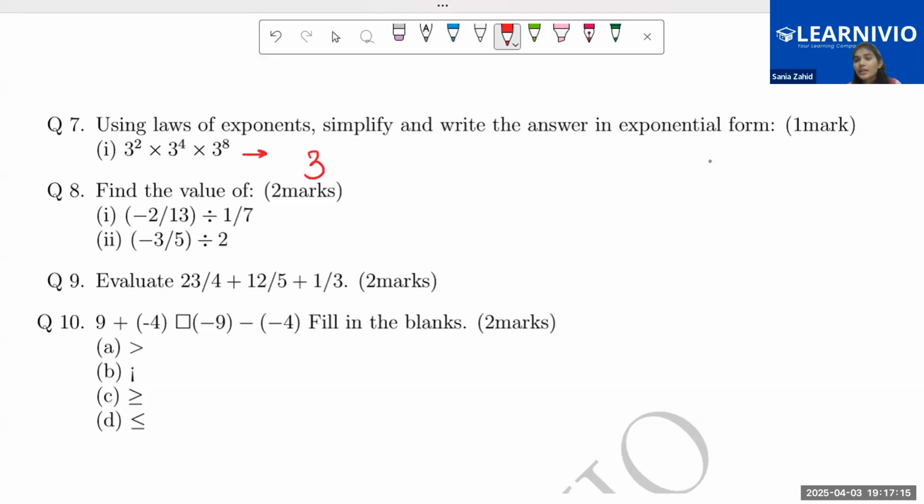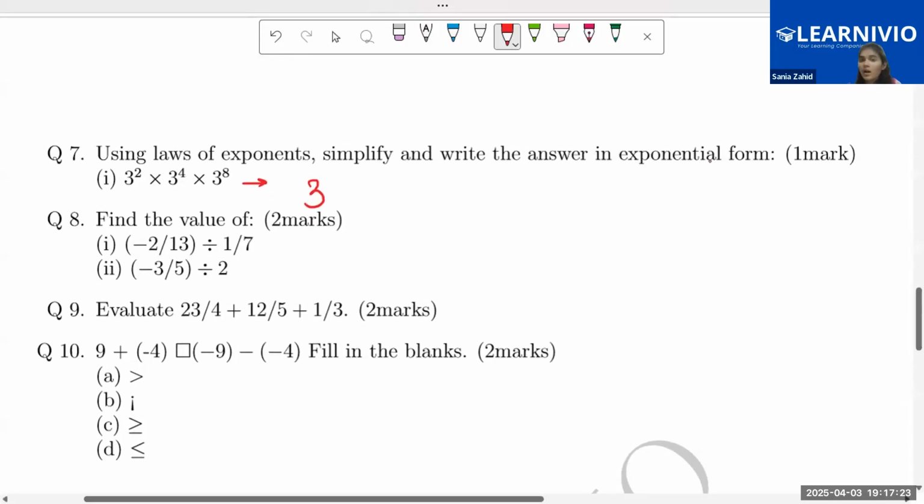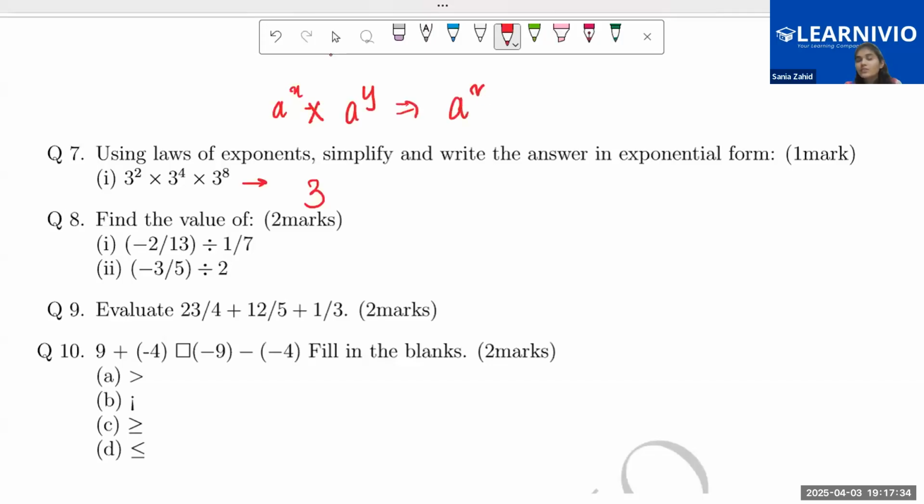Okay, good. What is the law of exponents used over here? When you have two numbers with the same base and different powers, you add the powers. Okay, that means if you have a to the power x into a to the power y, you add the powers: a to the power of x plus y. So you write 3 to the power 2 plus 4 plus 8. That gives you 3 to the power 14. That's correct. Okay, question 8.